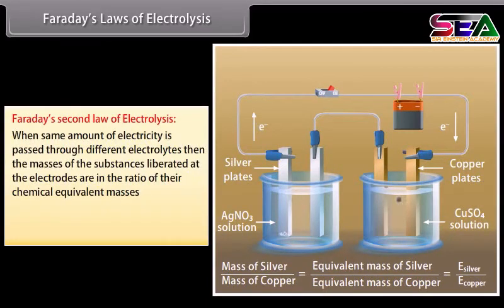When same amount of electricity is passed through different electrolytes, then the masses of the substance liberated at the electrodes are in the ratio of their chemical equivalent masses.